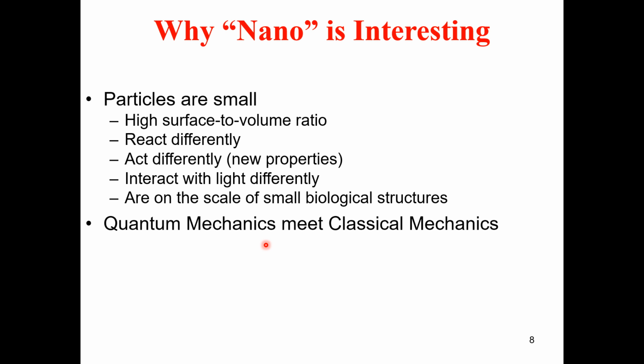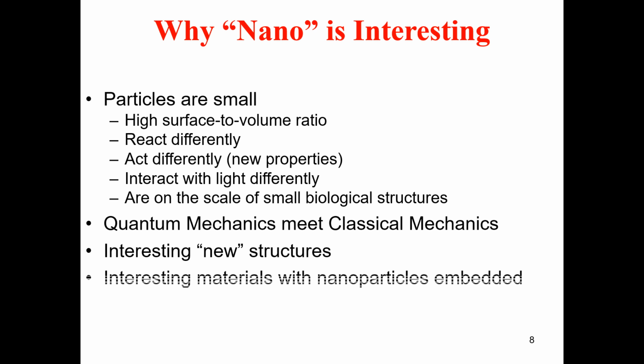Here you can see in practice how quantum mechanics meets classical mechanics. Later in this course, we will have some real-world examples for this point. At the nanoscale, we have interesting new structures, the well-known structures that we will discuss later in these lectures. Those structures include nanoparticle, nanotube, quantum dot, nanowire, nanocylinder, and many others that we will also discuss in the coming lectures.